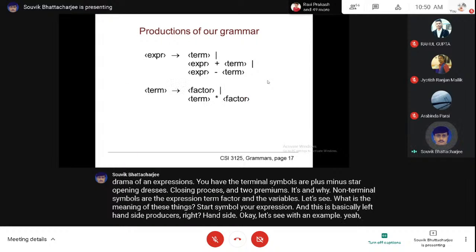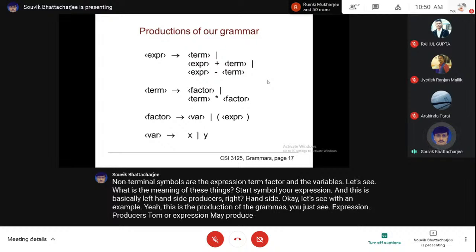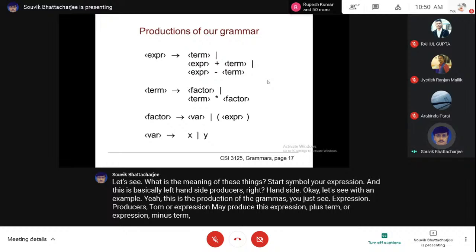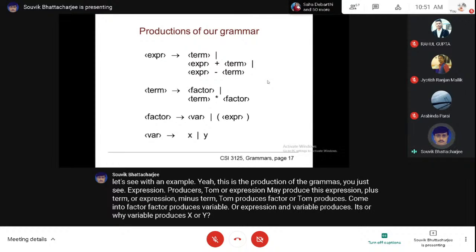This is the production of the grammars. You just see: expression produces term, or expression may produce expression plus term, or expression minus term. Term produces factor, or term produces term into factor. Factor produces variable or expression, and variable produces x or y. These are the sample productions of the grammars.